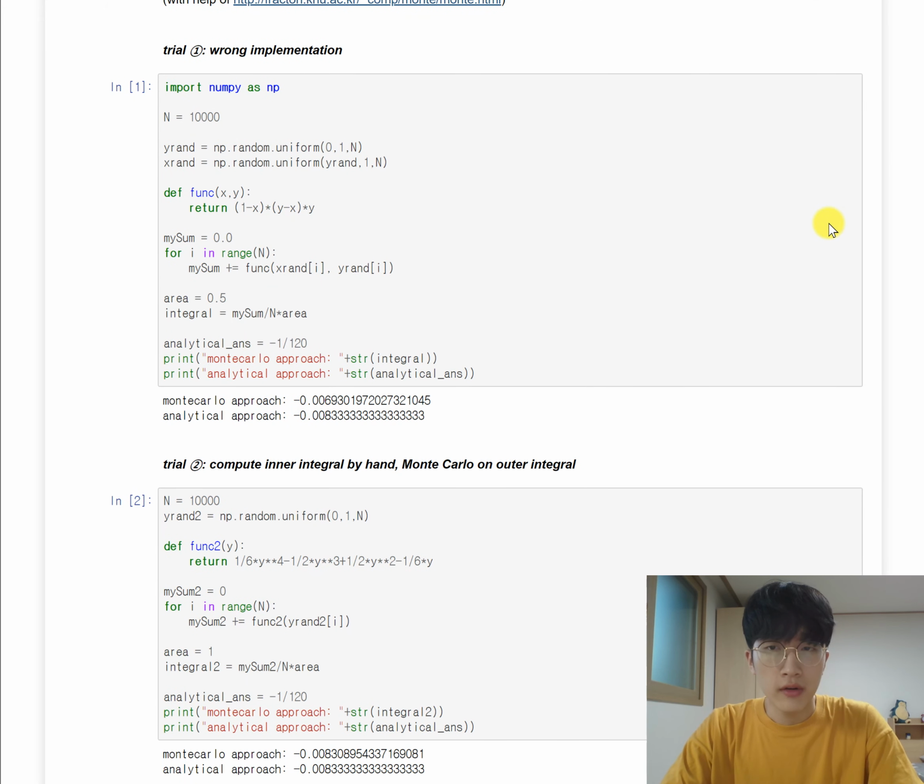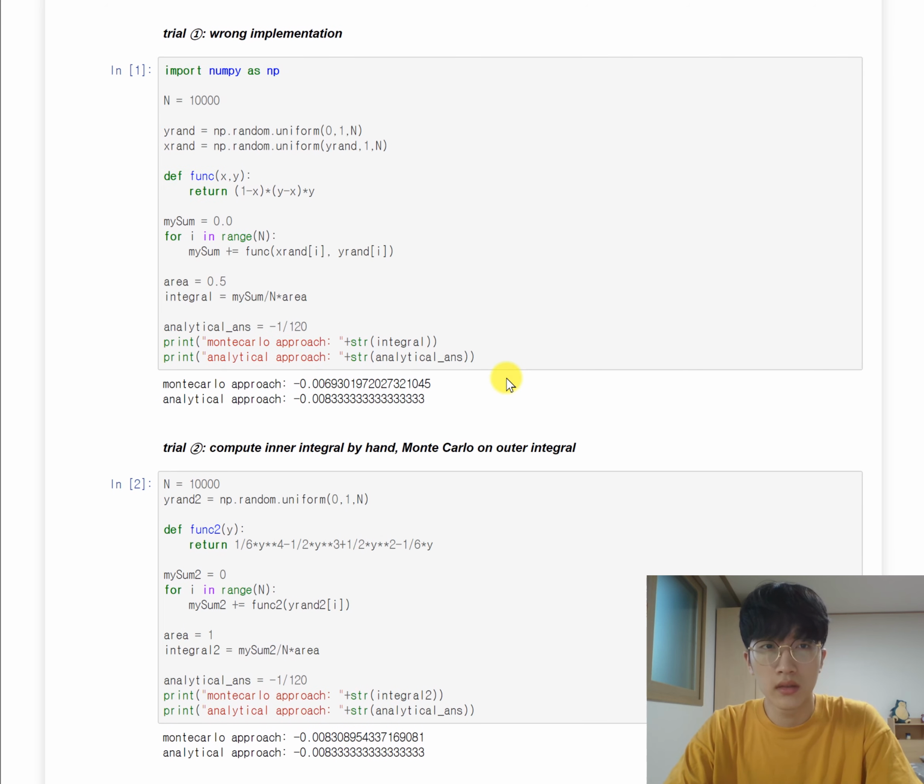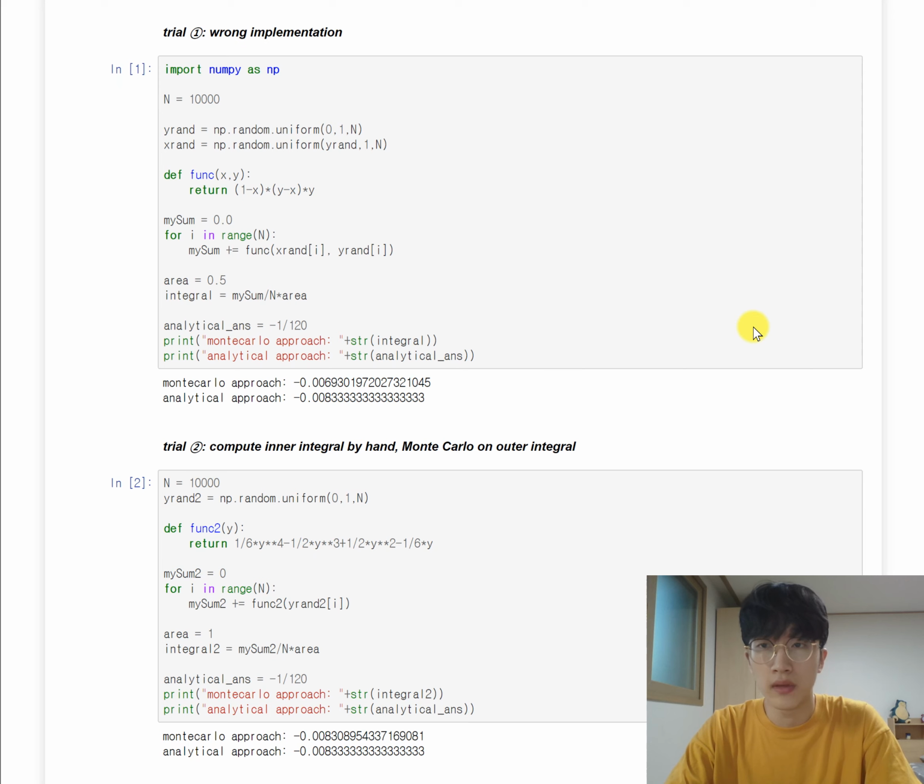I went through 3 trials until I could obtain the right result. So trial 1 is a slightly wrong implementation, trial 2 is just a simple trial to check if my implementation has the correct logic, and trial 3 is the final accurate implementation of the Monte Carlo integration.